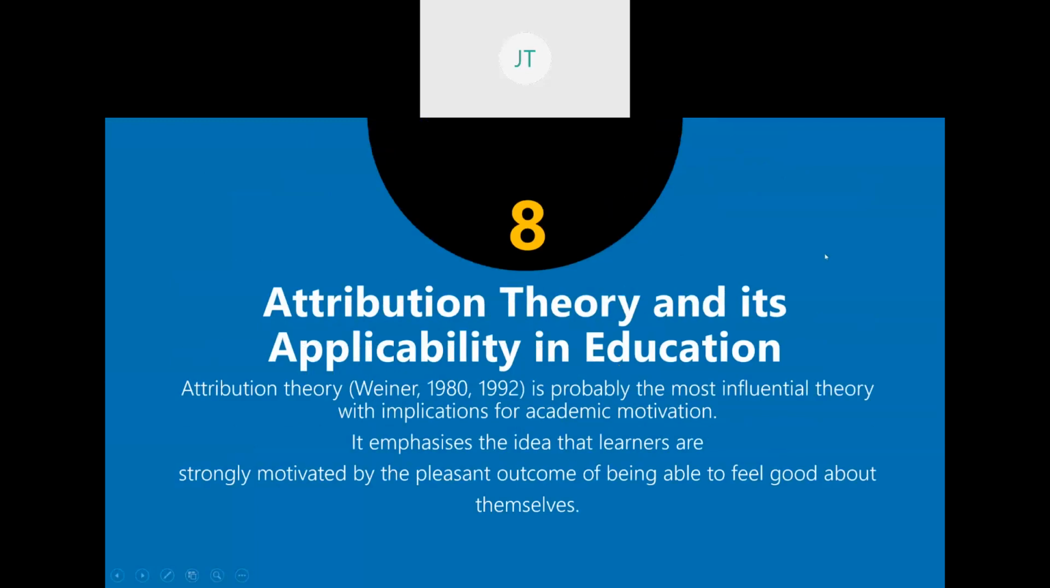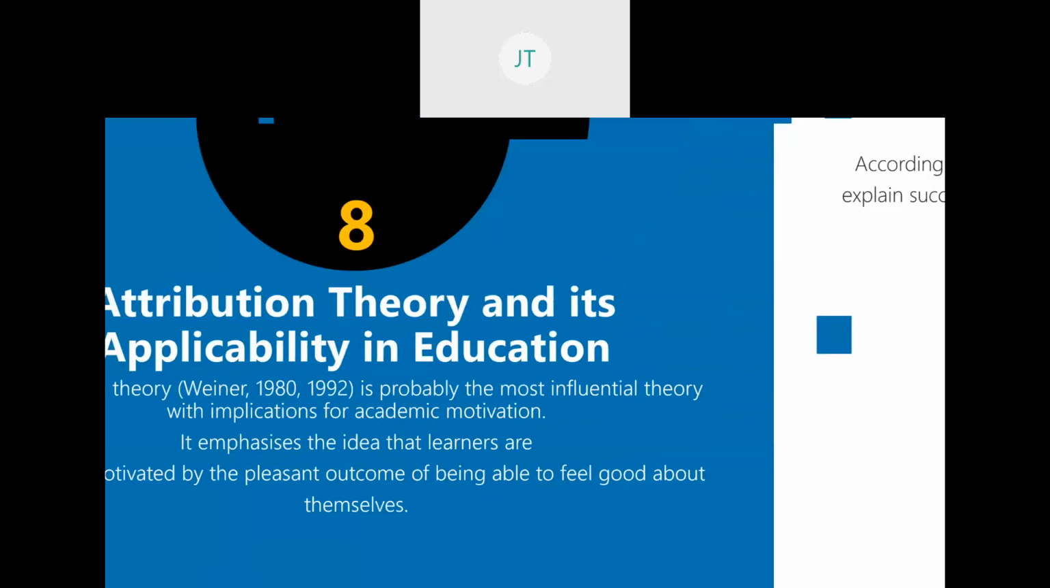Attribution theory and its applicability in education. Attribution theory, Weiner, 1980 until 1992, is probably the most influential theory with implications on academic motivation. It emphasizes the idea that learners are strongly motivated by pleasant outcomes of being able to feel good about themselves. Right, and this has very nice psychological aspects to it. We will touch upon it as we proceed.